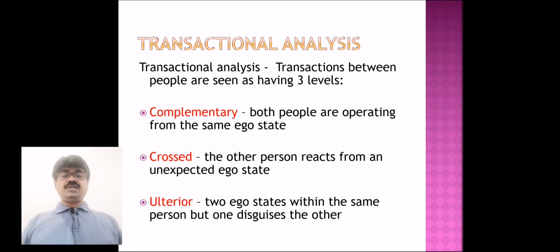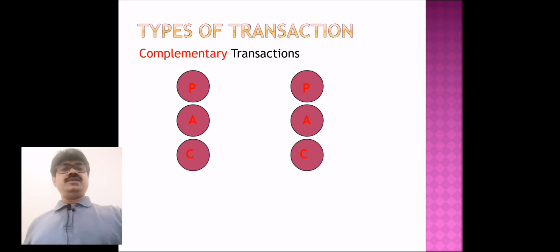Complementary is complemented. Then you have an ulterior transaction, with two ego states within the same person, where one disguises the other. A person has two ego states together. He is saying something as a child, but he has the intention of a parent. Or he is speaking as an adult, but with the intention of a critical parent. So his intention is different from his behavior. There are people like that. That is known as ulterior transactions, also known as games. We will get into this.